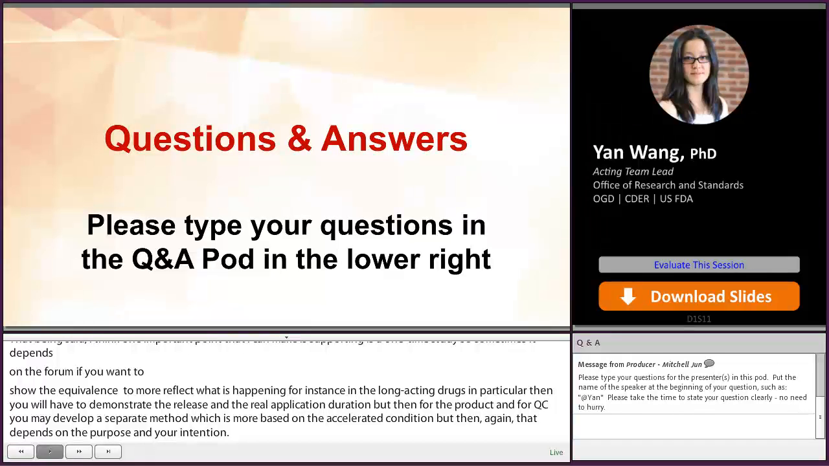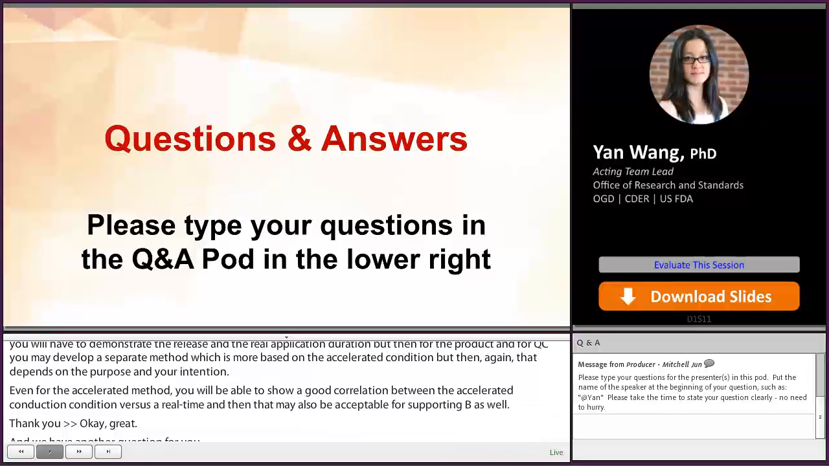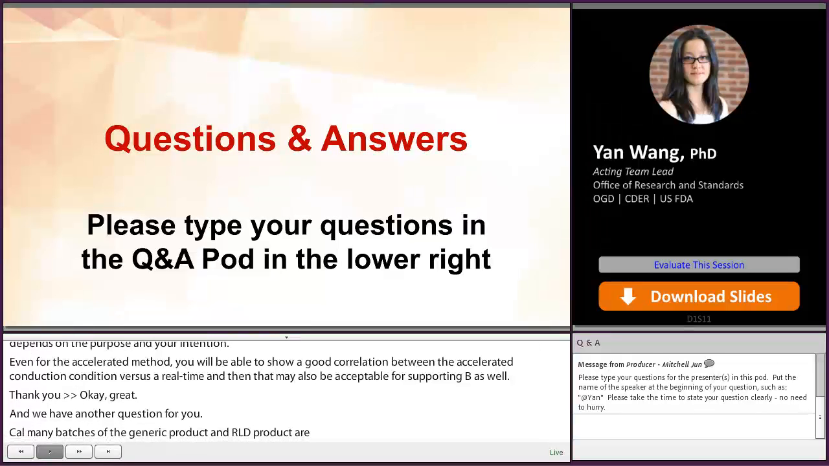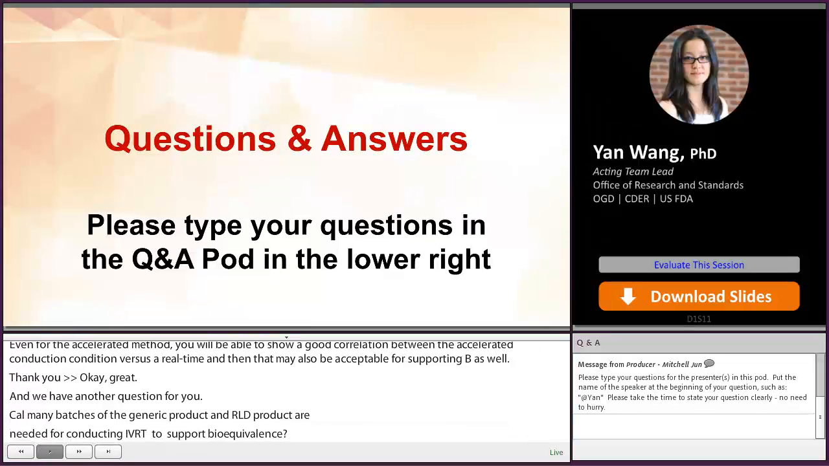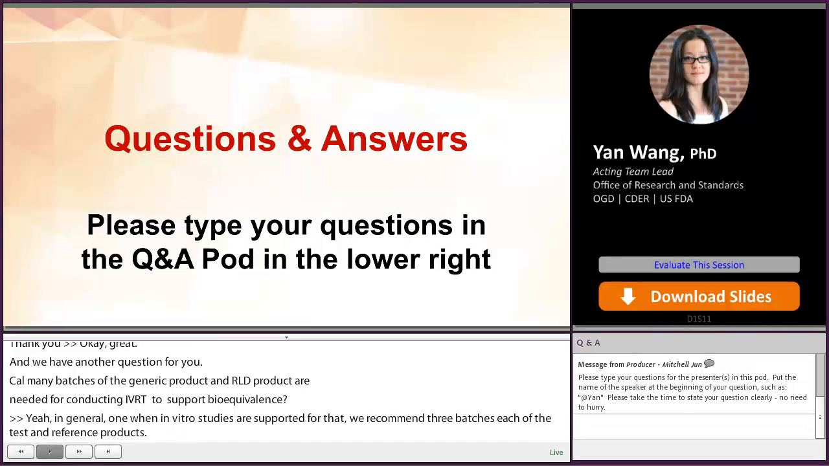Okay, great. And we have another question for you. How many batches of the generic product and RLD product are needed for conducting IVRT to support bioequivalence? Yeah, in general, when in vitro studies are used for supporting bioequivalence, we recommend 3 batches each of the test and reference products.